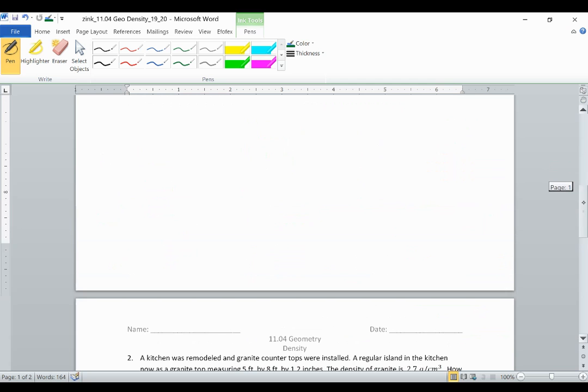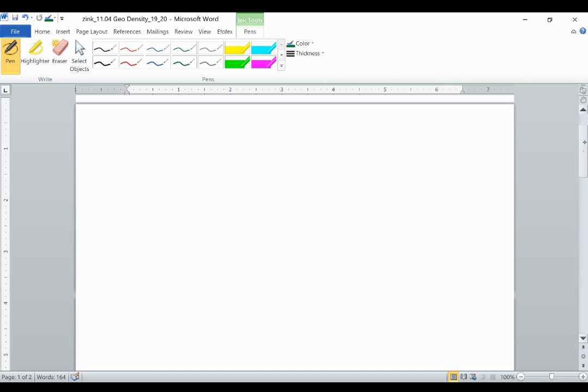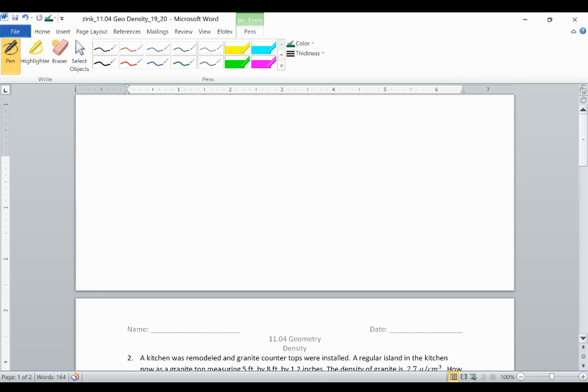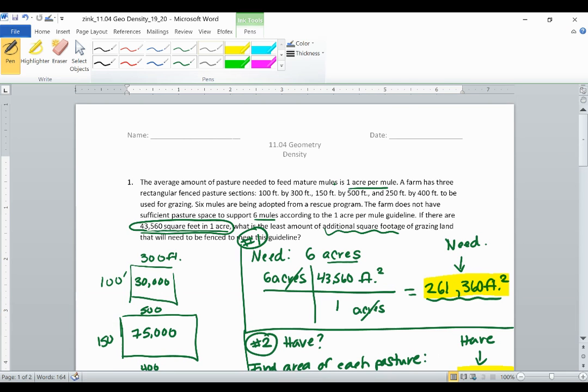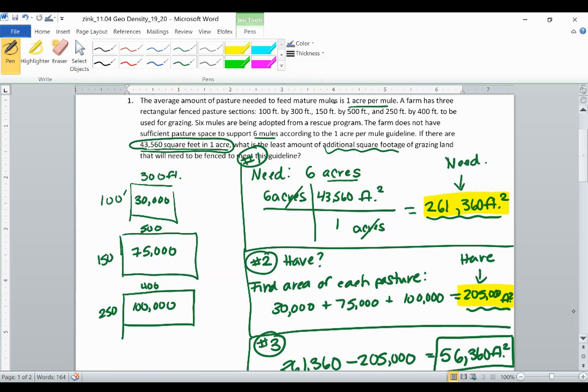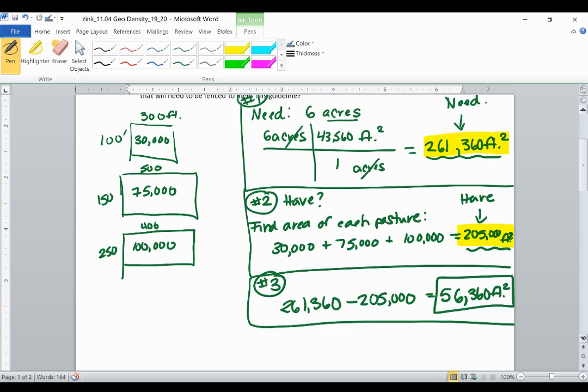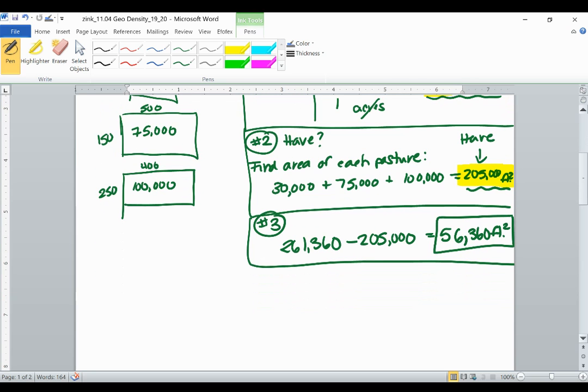So we need to add, oh my goodness. It all just disappeared. Oh, and we're back. Technology does some weird things sometimes. So we need an additional 56,360 square feet to be fenced.